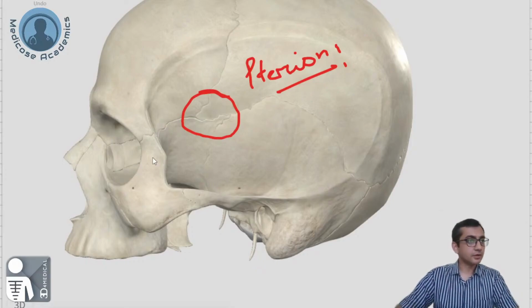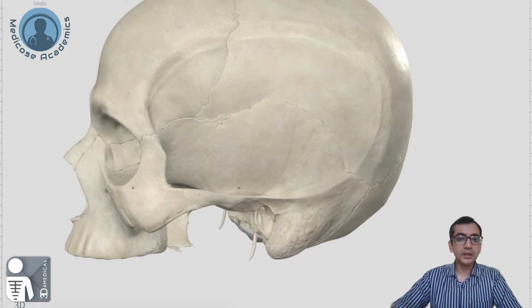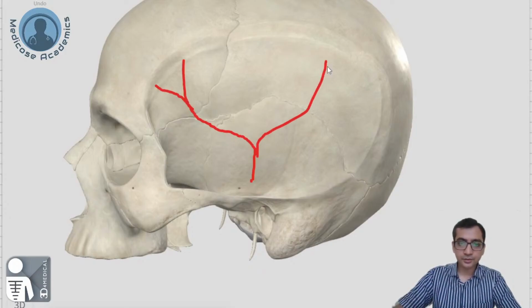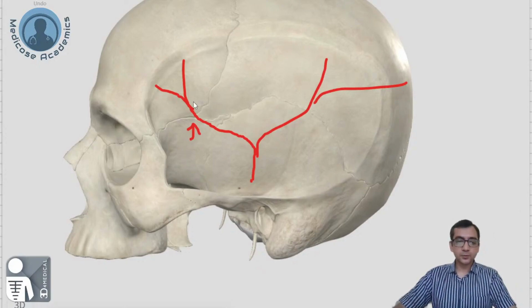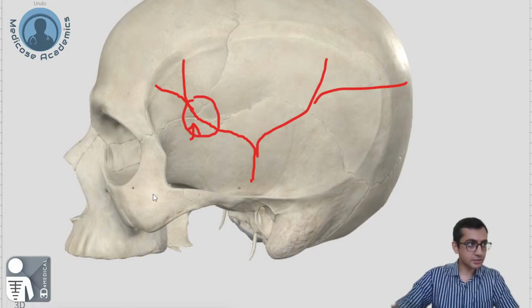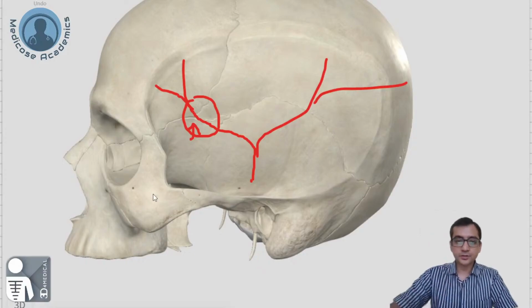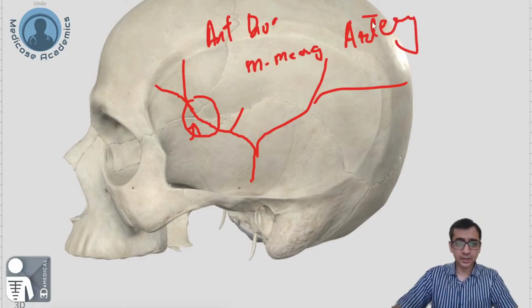Pterion is the point where bones meet. You must remember from neuroanatomy the importance of this pterion. The anterior division of the middle meningeal artery is running right from here. The posterior division goes back from here. The anterior division of the middle meningeal artery passes from this point. This point is liable to breakage. If you get a hit here, this point breaks and it leads to the breakage of this anterior division of the middle meningeal artery. Many questions come on the middle meningeal artery.